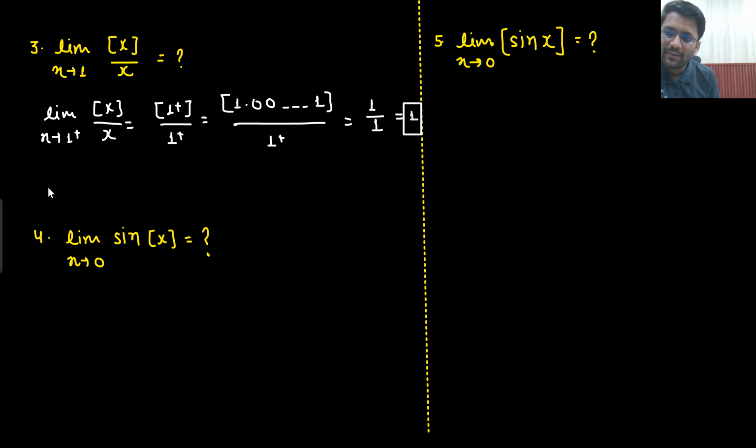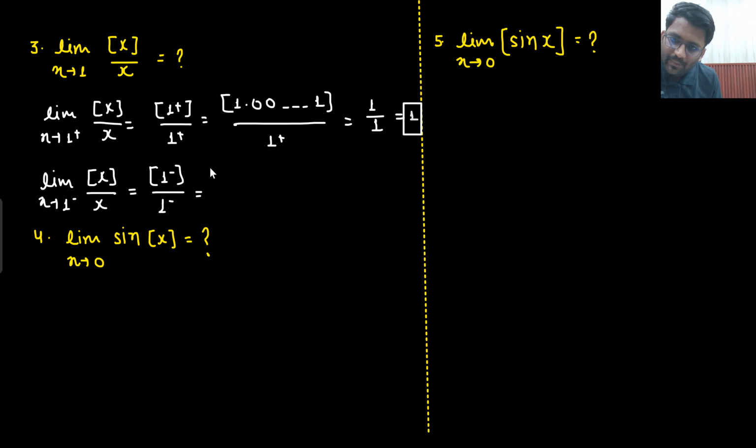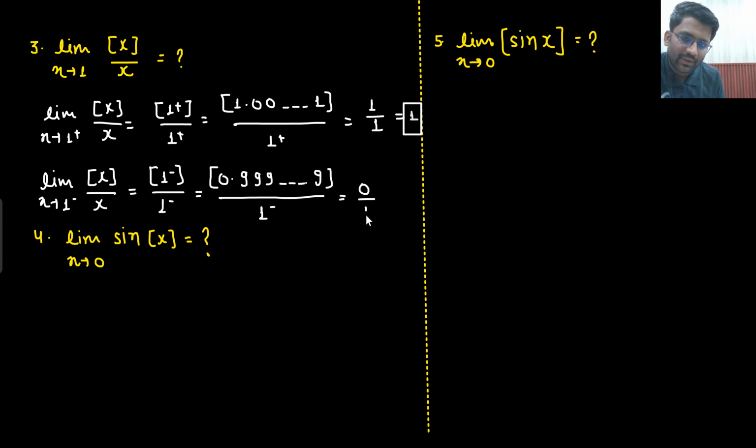And what about the other one? Limit x tending to 1 minus. So 1 minus divided by 1 minus. What is 1 minus? 0.999999 divided by 1 minus. For 0.9999, the lesser integer, what would that be? That would be 0. So 0 divided by 1, what would be the answer? The answer would be 0 only.